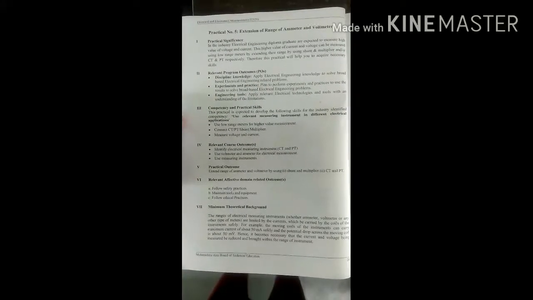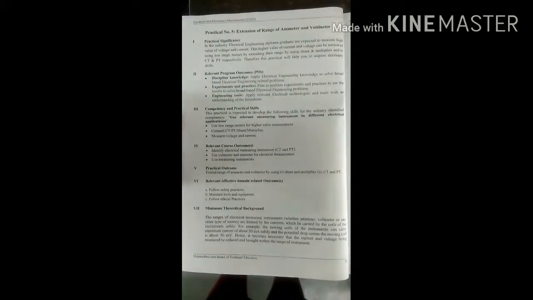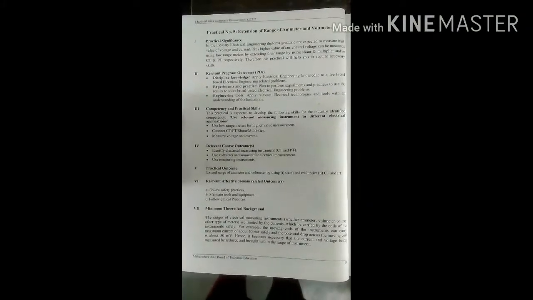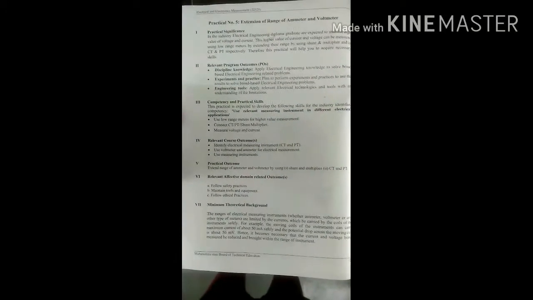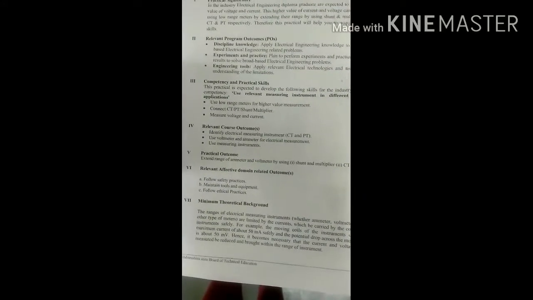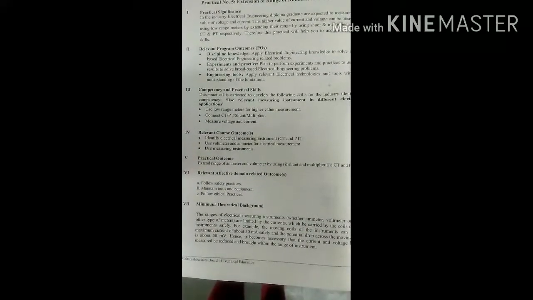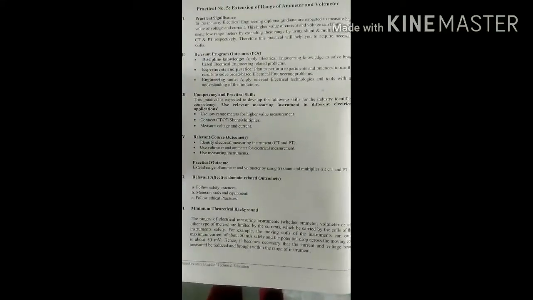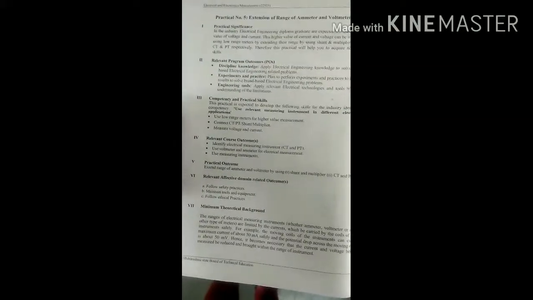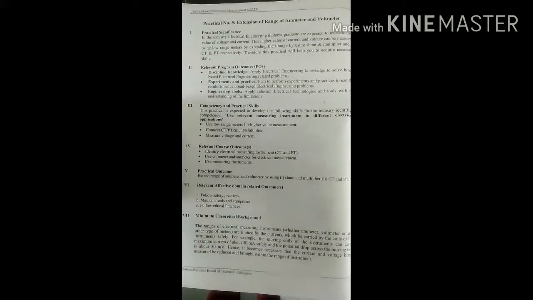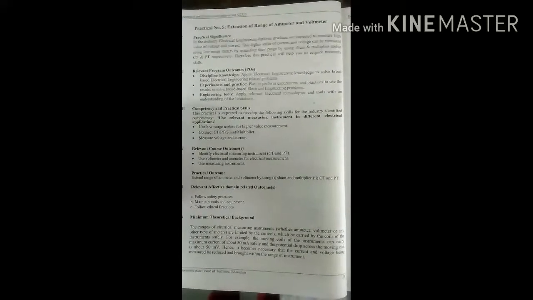Use relevant measuring instruments in different electrical applications. Use low range meters for higher value measurement. Connect CT or PT or shunt or multiplier. Measure voltage and current. Next is relevant course outcomes. Identify electrical measuring instruments CT and PT. Use voltmeter and ammeter for electrical measurement. Use measuring instruments. Practical outcome for this practical is: extend range of ammeter and voltmeter by using shunt and multiplier, and second, CT and PT.